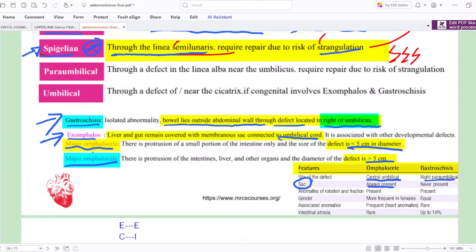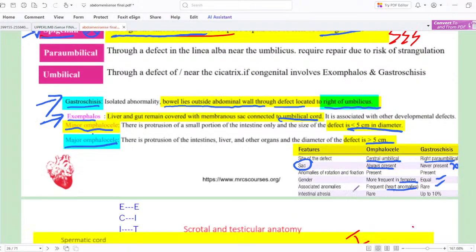And it occurs more in females through the umbilicus. Associated abnormalities: frequent heart abnormalities. In gastroschisis, which is right paraumbilical, the sac is never present, and it occurs in both male and female. Usually they don't have any other abnormalities, just a paraumbilical hernia where the gut came out of the abdomen. If we put it back, it will be okay, but in omphalocele there will be some cardiac or other abnormality.